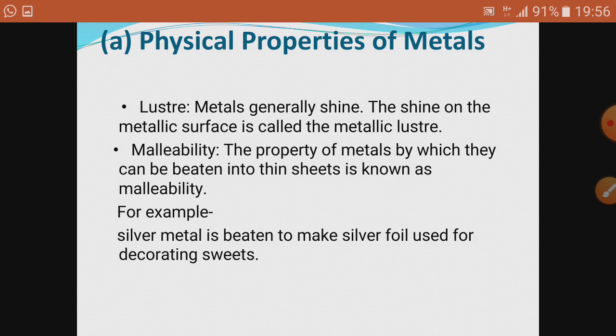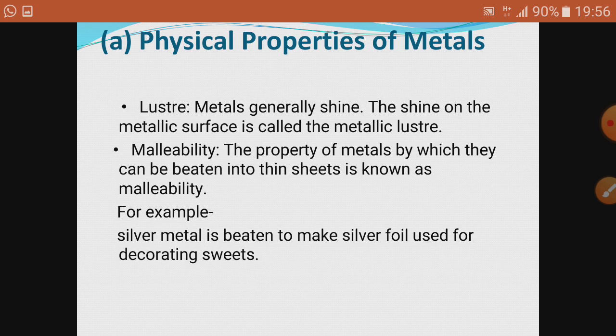Malleability. The malleability of metal is a property by virtue of which they can be beaten into thin sheets. If we start beating them with a hammer, they can be beaten into thin sheets without breaking. So this property is known as malleability.